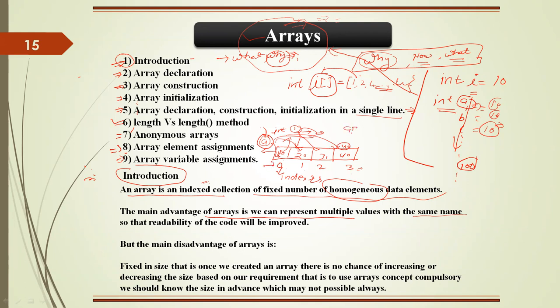If you pass a of 0, you can see the value at the 0th position. If you print a of 1, you can access the value 20 at the first position. So this is the main advantage, that the readability of the code will improve.